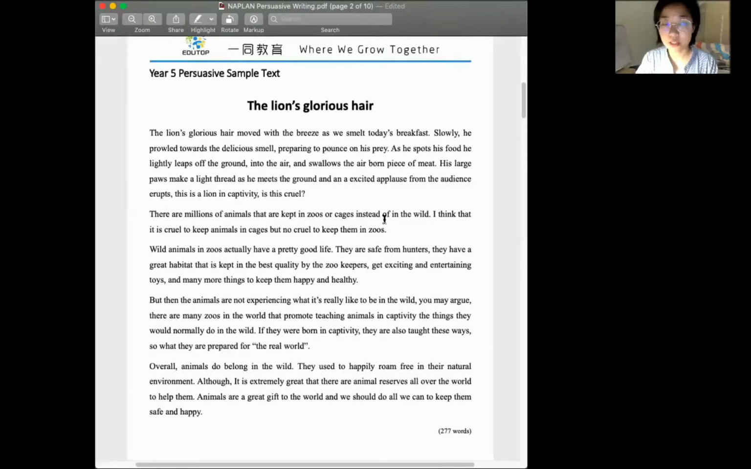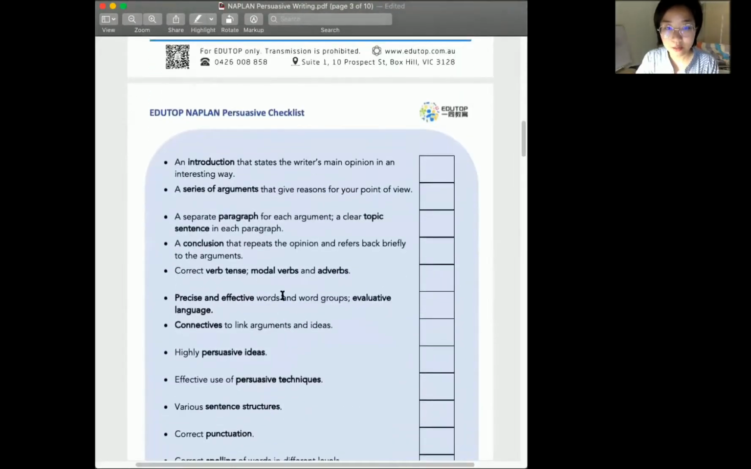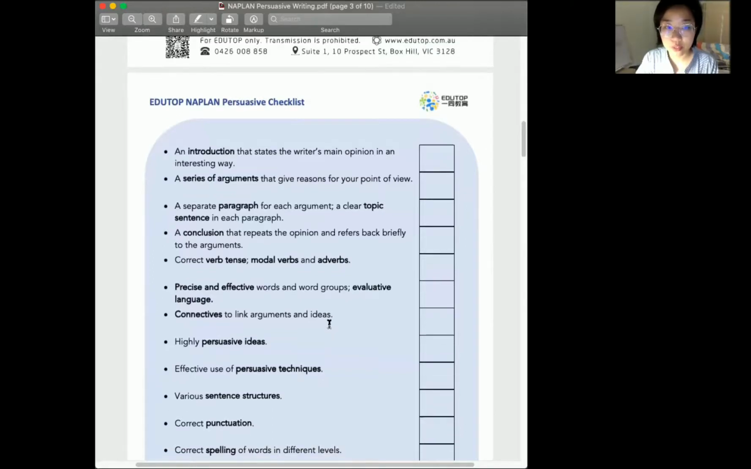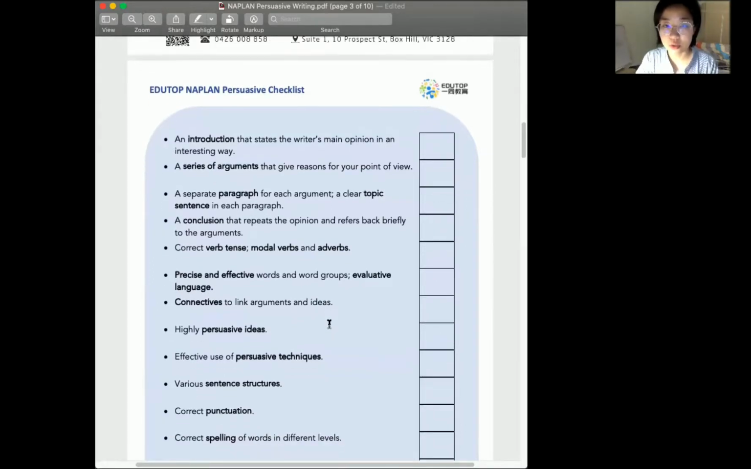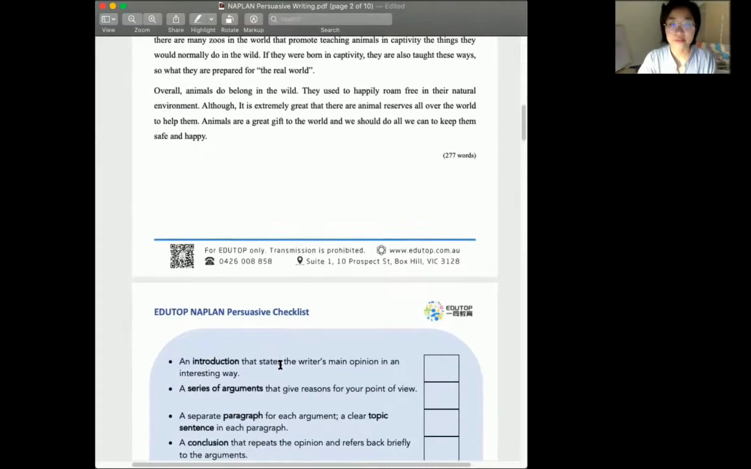So you probably think about our key points for a while. You don't need to find everything, for example, all the verbs, modal verbs, or adverbs. You don't have to find all of them because that's just going to take you too much time. As long as you find some of them, that's enough. So let's go through this checklist together.